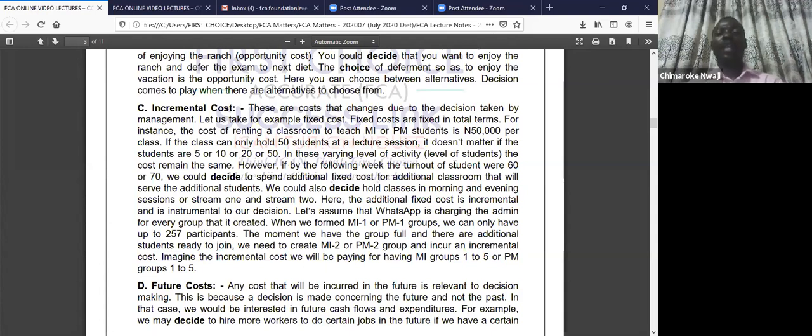But what happens when I now get 60 students or perhaps 70 students? That would mean that they cannot be contained in the class. It will mean that I may have to divide the class into two sessions. And if I'm paying the fixed cost according to how many hours I use, it means that I am going to spend additional fixed costs. And that additional fixed cost is the incremental fixed cost. So when you are spending fixed costs above what is usually budgeted, that's incremental fixed cost.